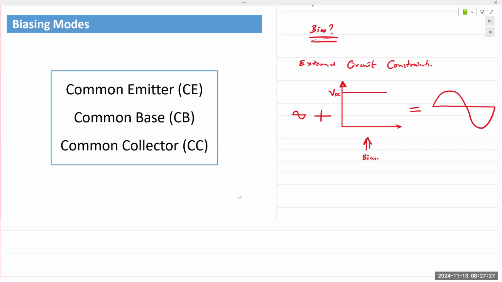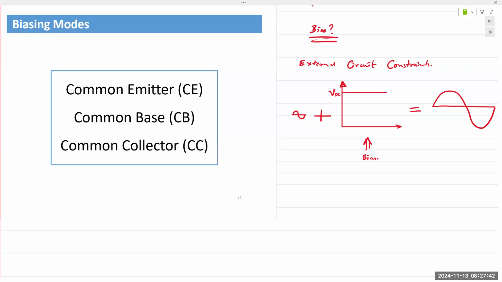It just wouldn't work, right? So why does the direction really matter if we only get one region? Good question. So why is biasing important? Right? The gist of why biasing is important: well, we want our transistor to operate at a fixed point.